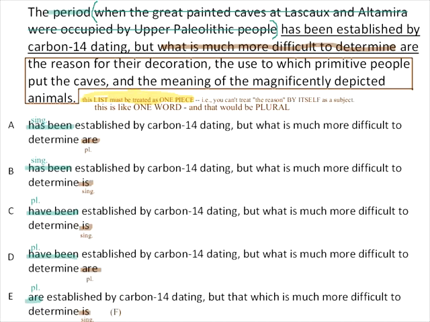Choice F could be something like "has been established by C14 dating, but more difficult to determine are." And then that's F, and then I'll also give you G, and then I'll have you guys pick. Okay, that's choice F. And now here's choice G.